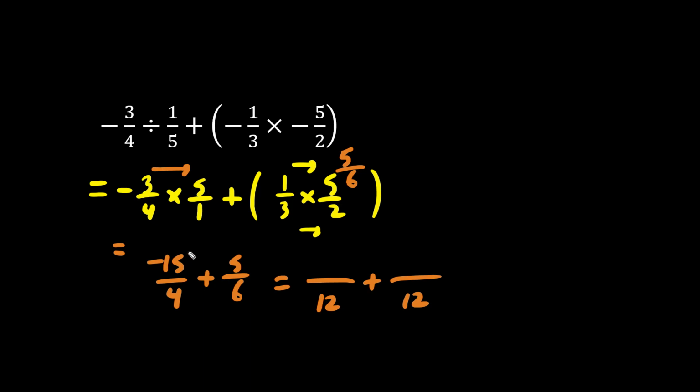So we multiply the top by 3 as well. So we get negative 45. 6 times 2 is 12, so we double the top as well. We get 10. What's negative 45 plus 10? We get negative 35. Here's our answer.